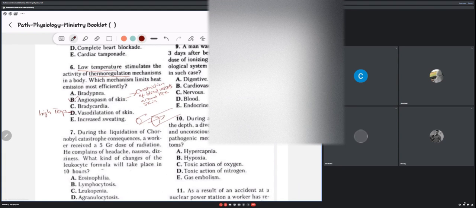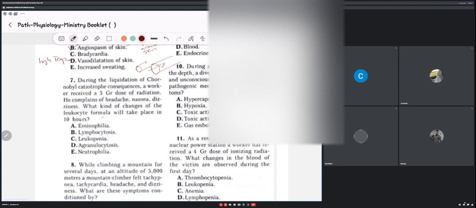All right. During the liquidation of a coronary catastrophe consequence, a worker received a 5-gram dose of radiation. He complains of headache, nausea, and dizziness. What kind of changes of the leukocytes formula will take place in 10 hours? Okay, that will take place in 10 hours.